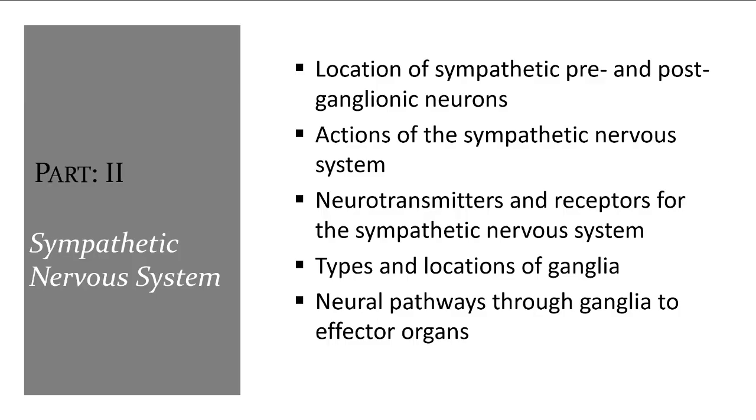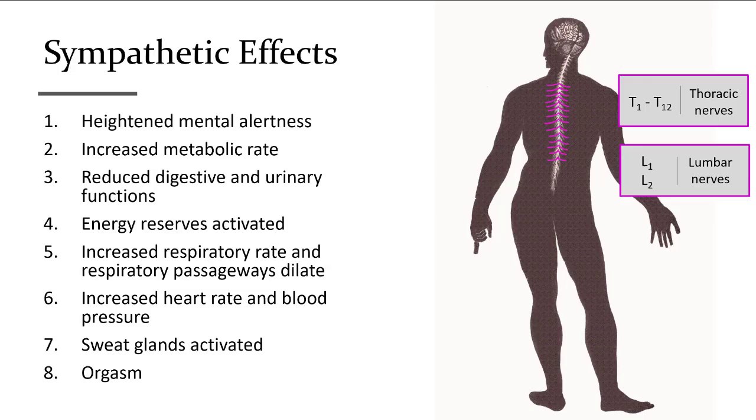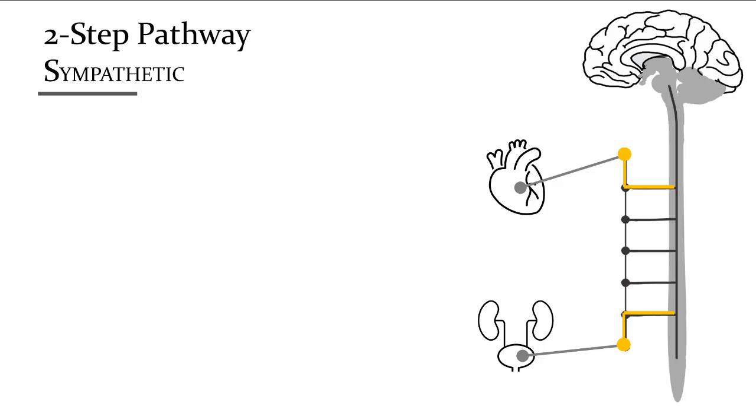Let's go into some of the specific details of the sympathetic nervous system. These are a list of a number of the effects of the sympathetic nervous system. Recall, they are thoracolumbar, so they utilize all the thoracic nerves, all 12, as well as the first two lumbar nerves. The sympathetic nervous system utilizes the two-step pathway.